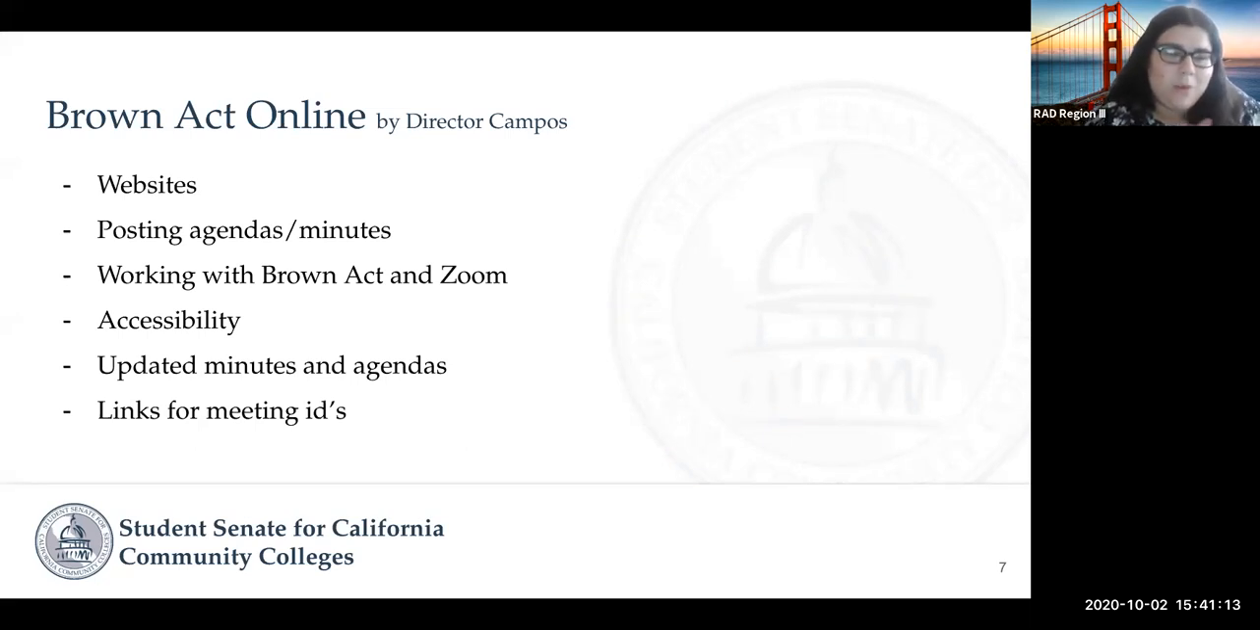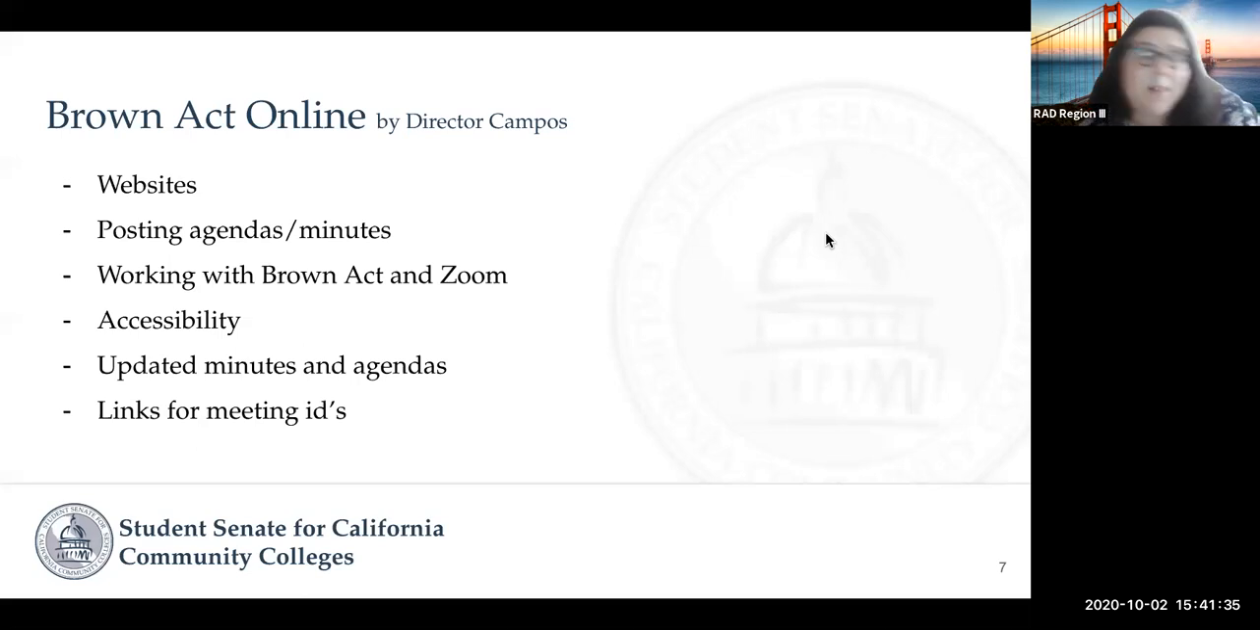So on that point, with Brown Act and Zoom, you want to be careful about having access to that messaging platform. We want to make sure that the only time you're using the chat function on Zoom is if you cannot hear the speaker, or if you're having a technical difficulty, you just want to let the chair know.